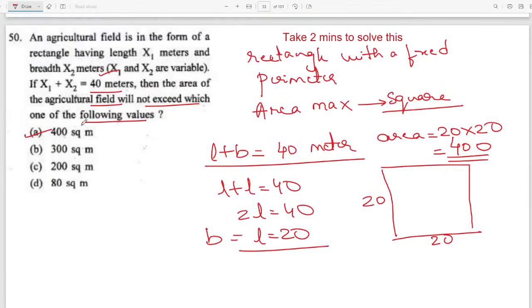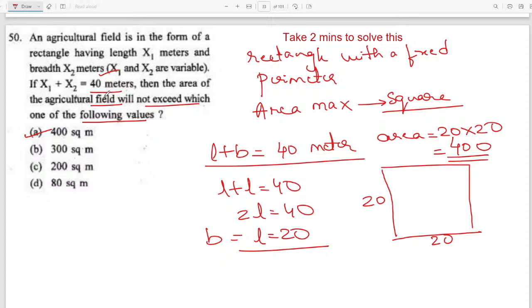See, they're asking to maximize the area. It's not the minimum. We don't need to minimize the area. They're asking the area of the agricultural field will not exceed which of the following values. So that's the maximum value. The 400 square meter is the maximum one, and it cannot exceed this, given these two conditions, that is x1 plus x2 is equal to 40 meters.